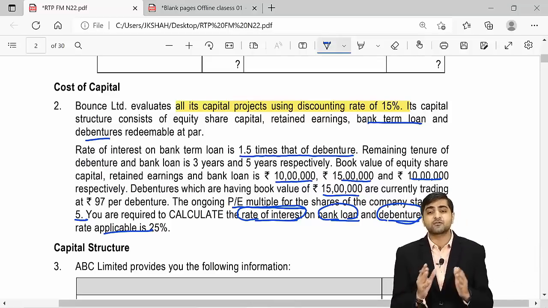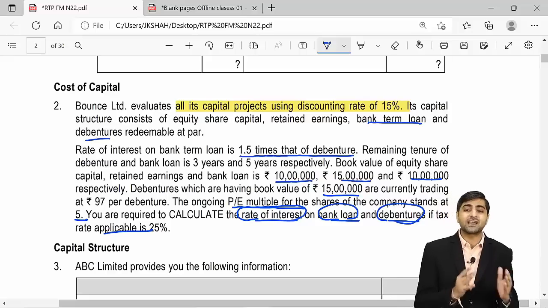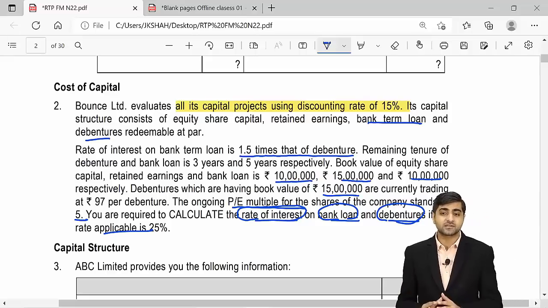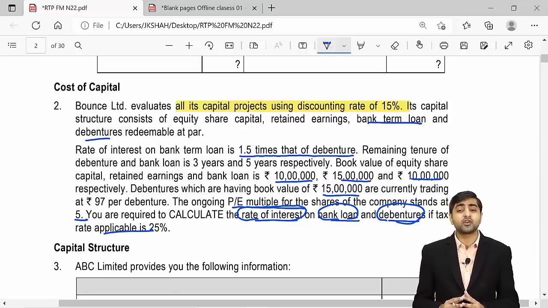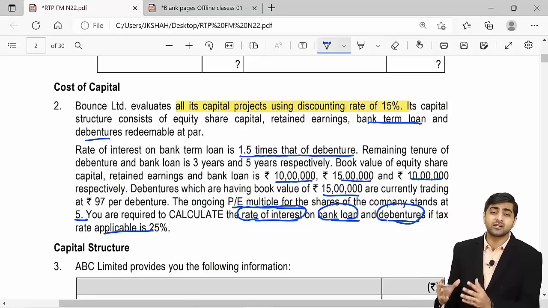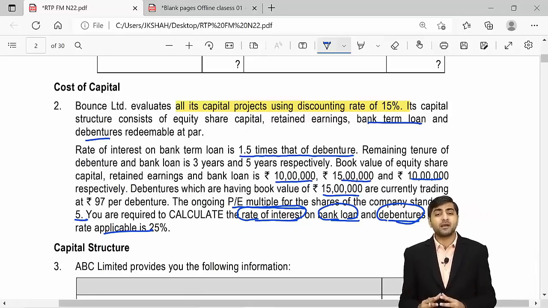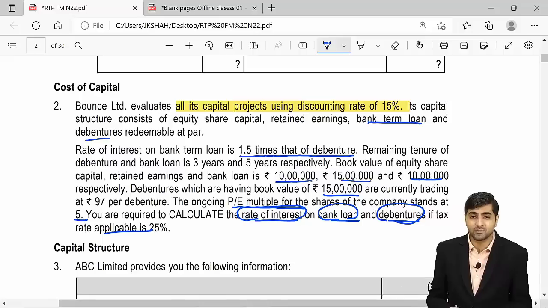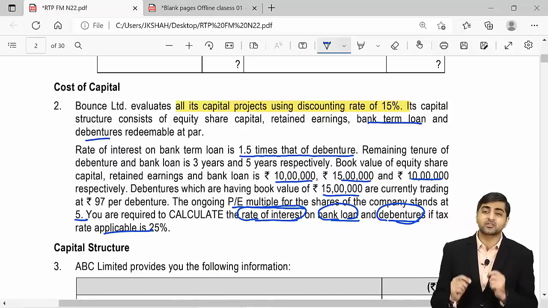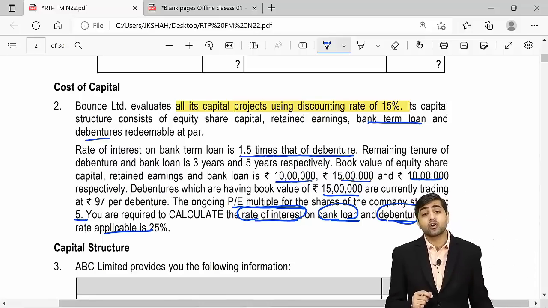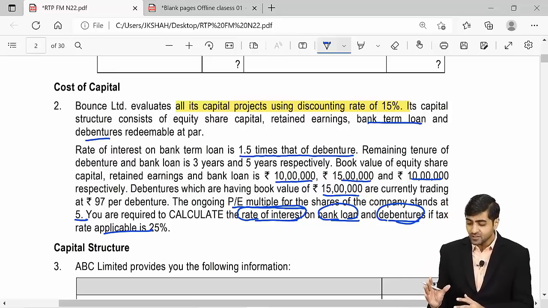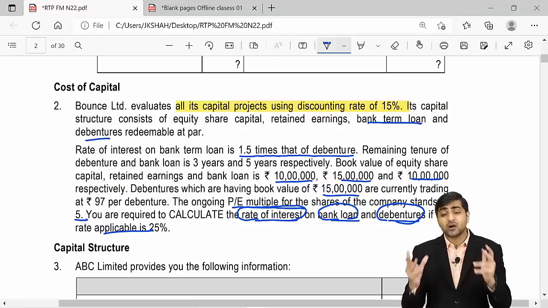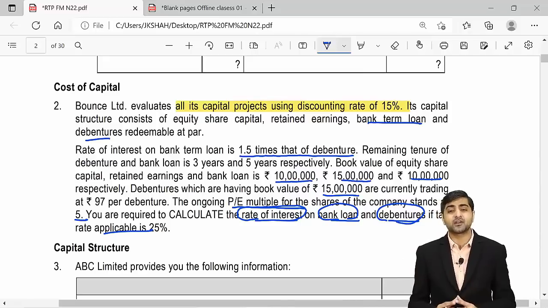We now just have to calculate what should be the rate of interest for bank loan and debentures. So you must be wondering, sir, what is the rate of your cost of capital available for your equity share capital and your retained earnings? For that, my dear students, we have the PE ratio available. PE ratio can help you to calculate your cost of equity as well as your cost of reserves and surplus. So what should be your approach to the question? How to start this particular question?